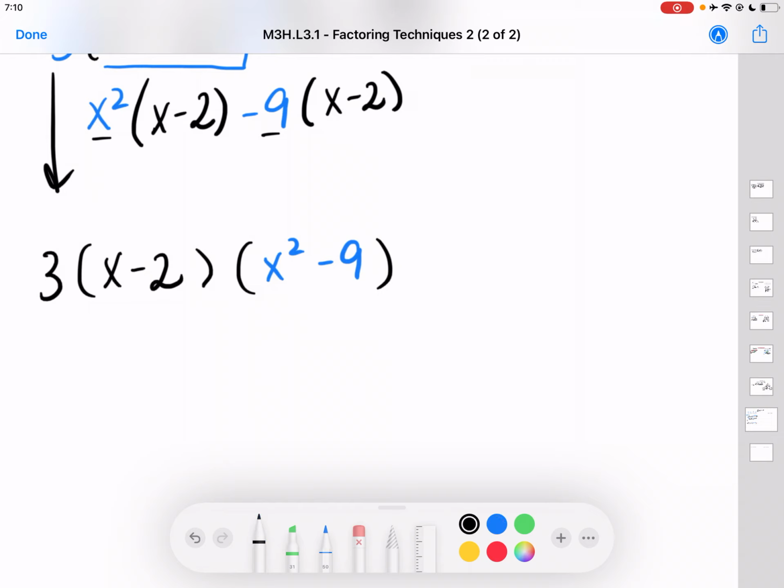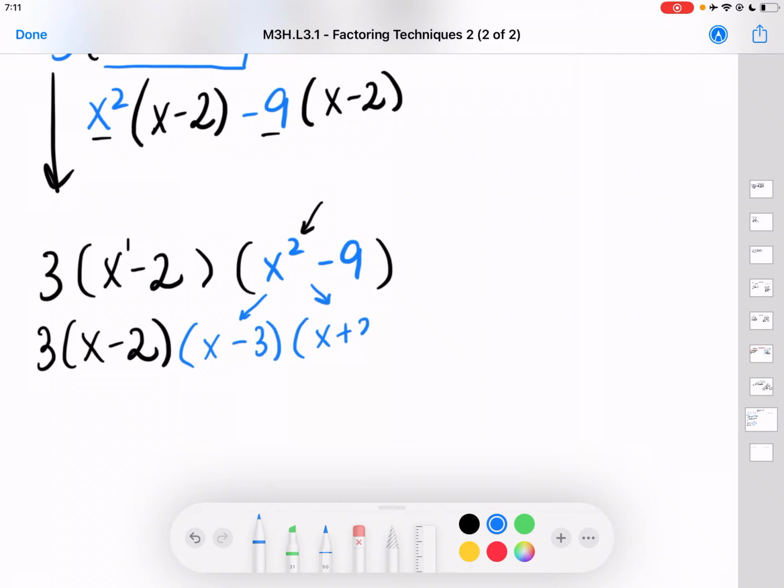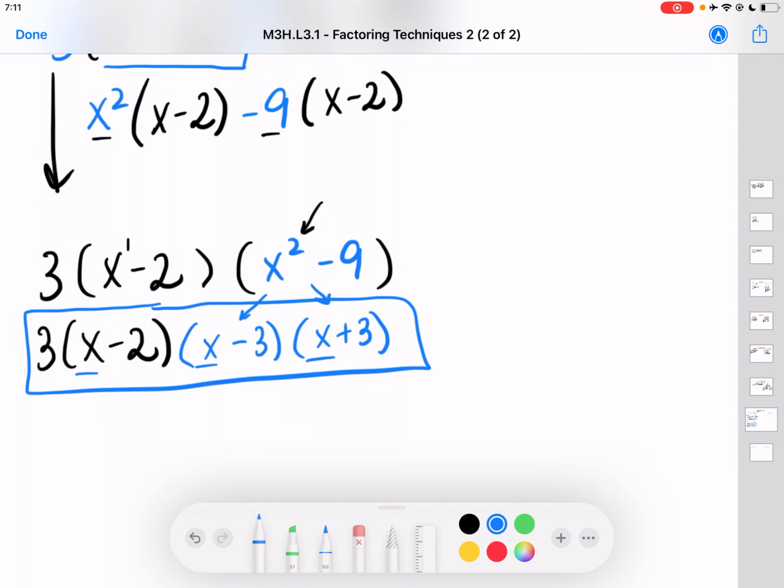Now just remember, anytime you have an exponent other than 1 on your factor, you always check to see if you can factor more. Which this one does. It's a difference of perfect squares. So you get x minus 3 and x plus 3. And now all 3 of these are linear, meaning they all have an exponent of 1. So I know for sure I'm done.